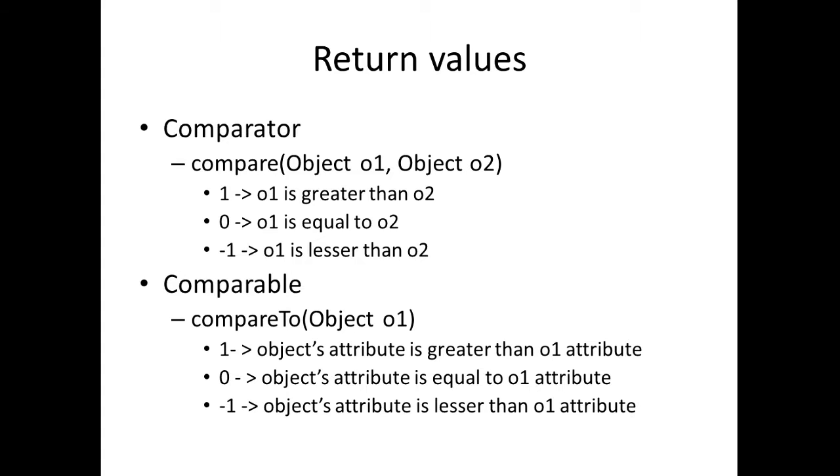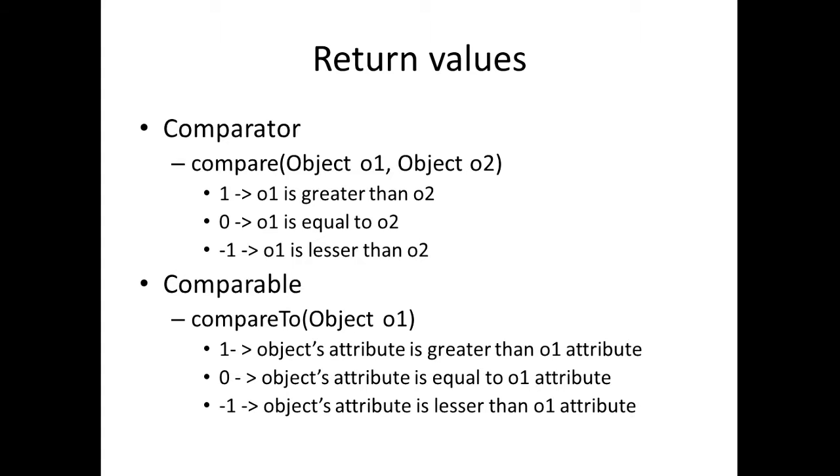If this method returns 1, that means that o1 is greater than o2. If the method returns 0, then that means that o1 is equal to o2. If the method returns -1, that means that o1 is lesser than o2. Pretty straightforward.